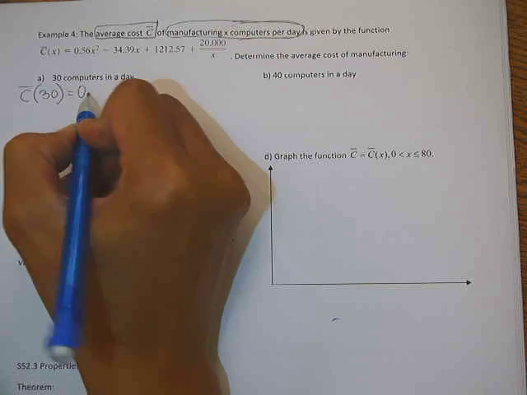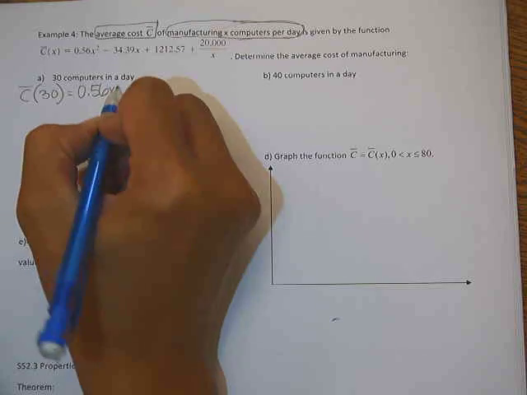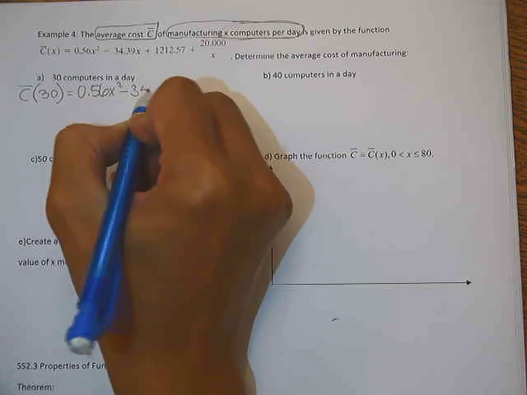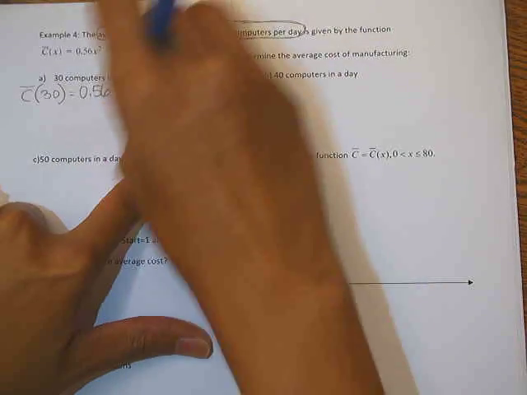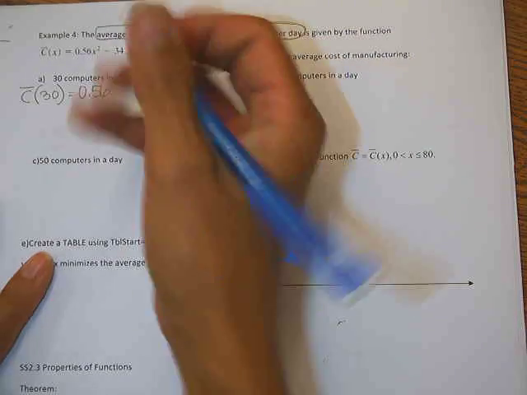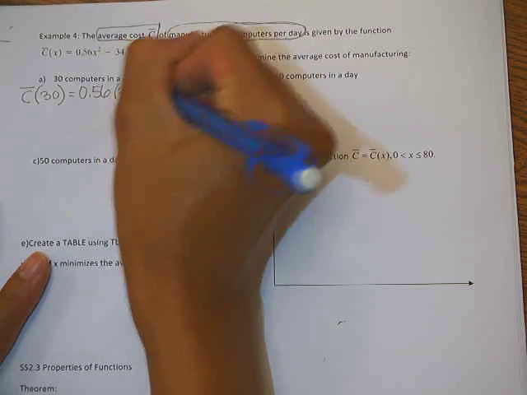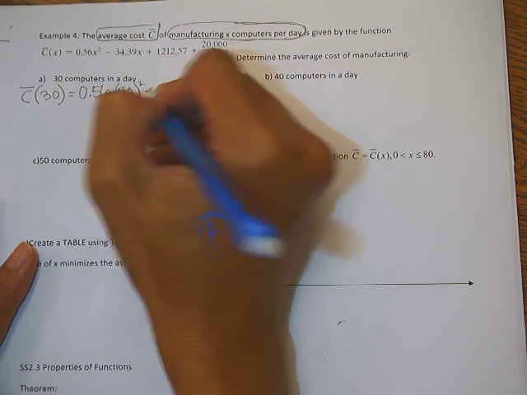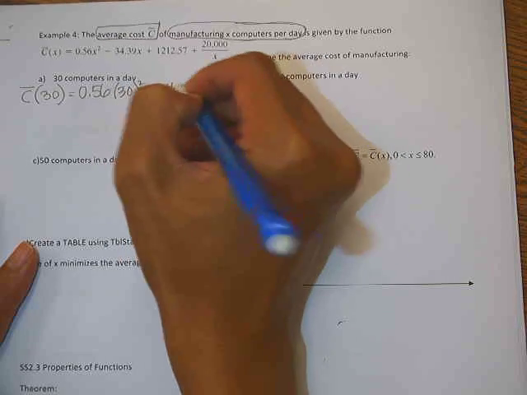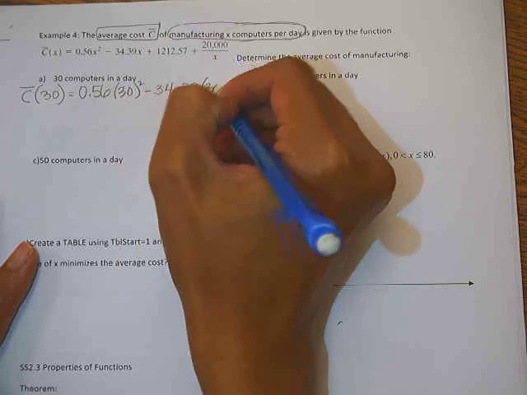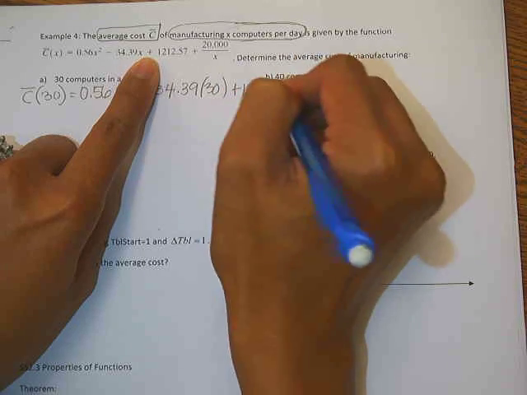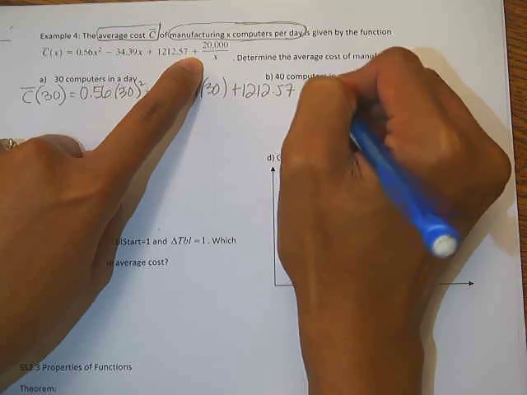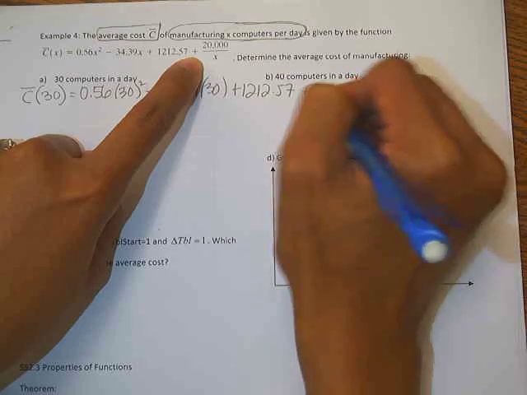So we're going to do 0.56x squared minus 34.39 times, oops, I'm sorry, every time I see an x, I should have put in 30. So let's erase. See, I'm making a mistake. That's why I have a pencil. I hope you do too. 34.39 times 30. Then I'm going to add 1,212.57. Then I'm going to add 20,000 divided by 30.